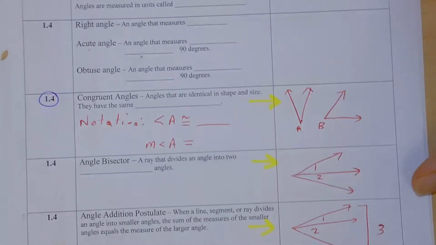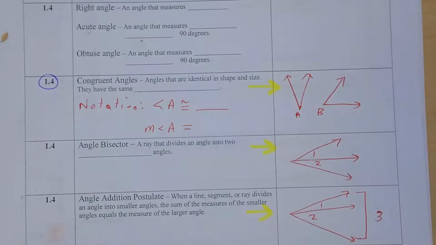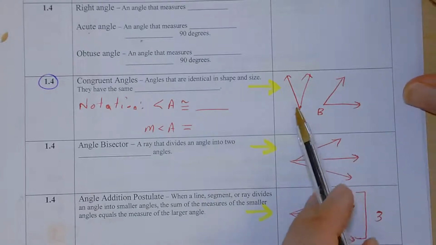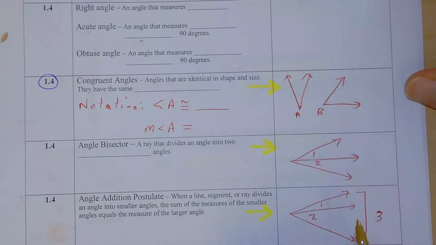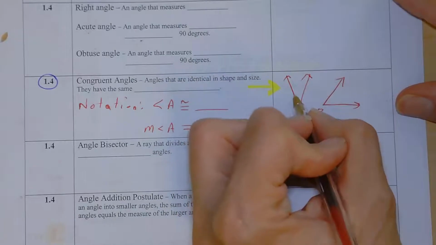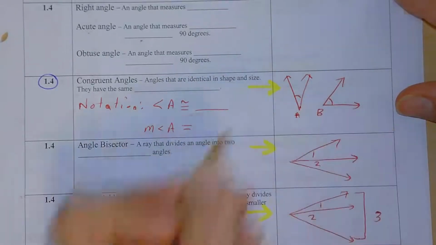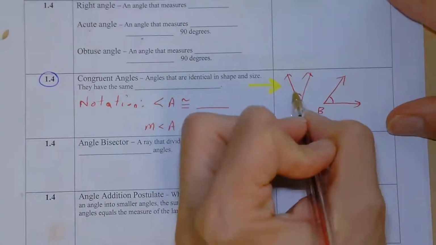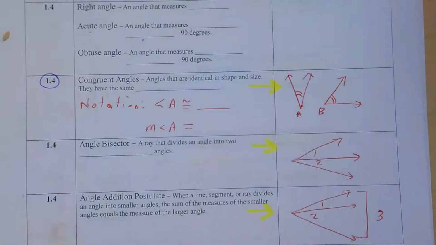Okay, then I skip down to congruent angles. I want you to know that congruent angles are identical in size and shape and in measure. So let's say that I had two angles that I wanted to say were congruent. I would need to mark the picture with arc marks to show that they match. So I could do like 1 and 1, or I could do like 2 and 2, and then that would show me that they're congruent.